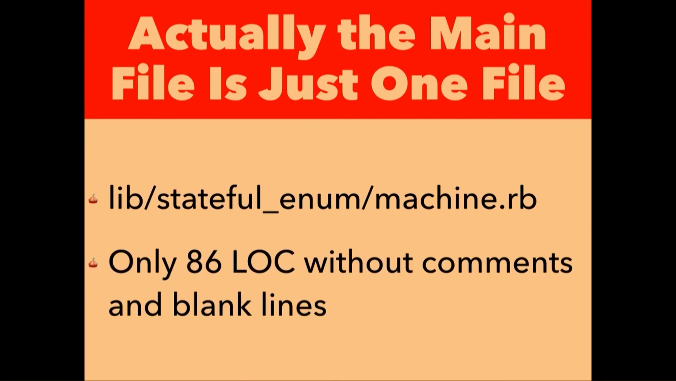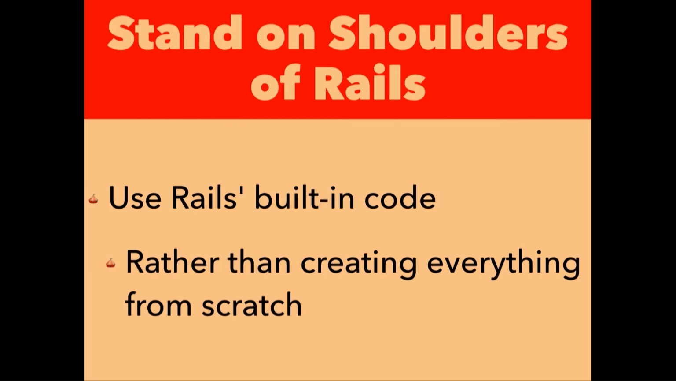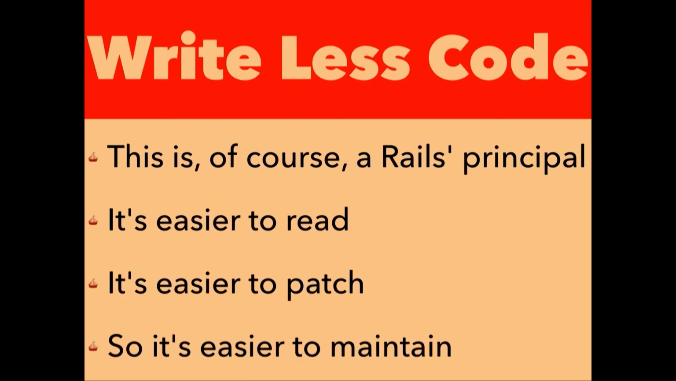Right? Actually, the main file, machine.rb, is just one file. It's only 86 lines of code. So in order to build your new Rails plugin, I recommend you use Rails built-in code, if it's possible, rather than creating everything from scratch, to write less code. Okay? It's easier to create and easier to maintain. It's just less than 100 lines of code. Right? So, write less code.